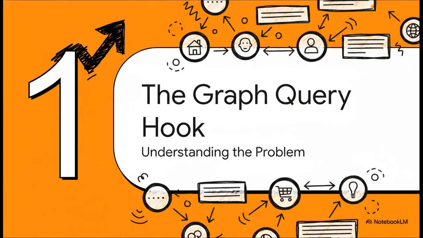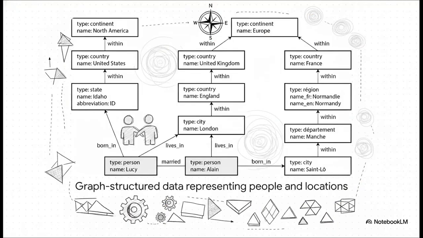All right, let's set the stage. Section 1, the graph querying hook. To really evaluate our tooling, we first need to understand the data itself. Imagine a practical scenario with two people, Lucy and Alan. Notice that we're not just connecting simple, identical user records here.